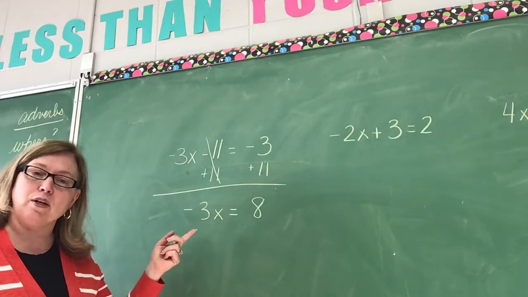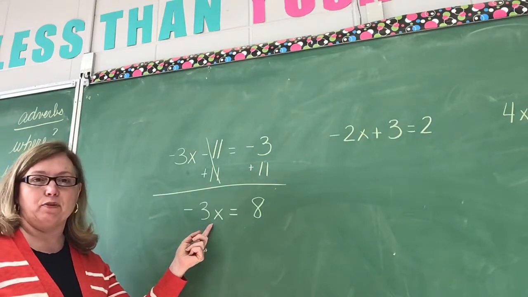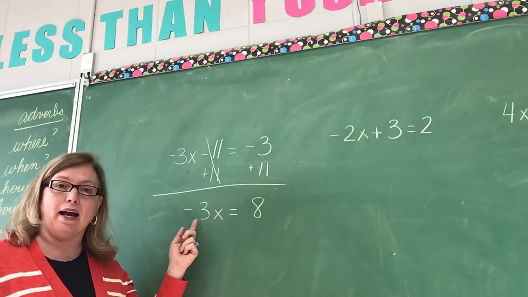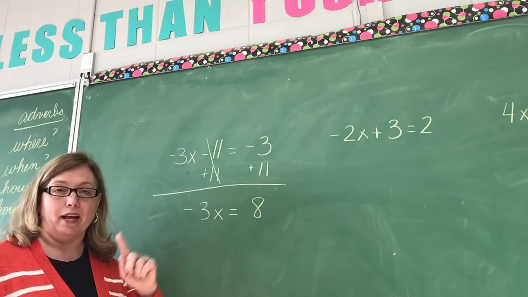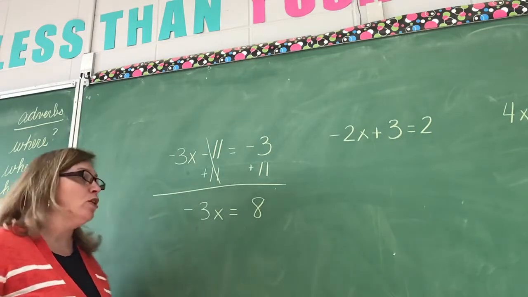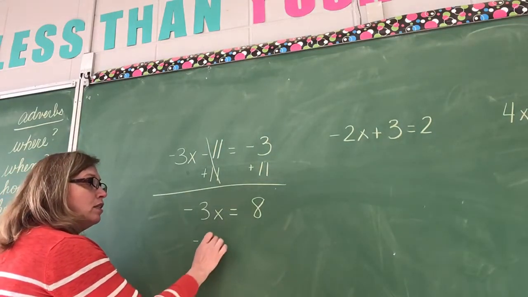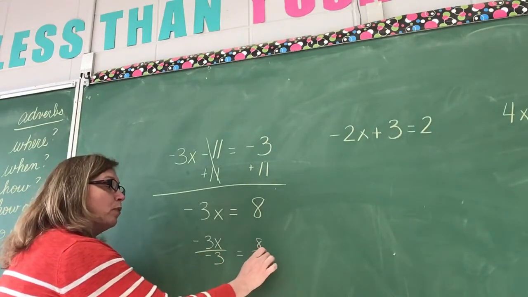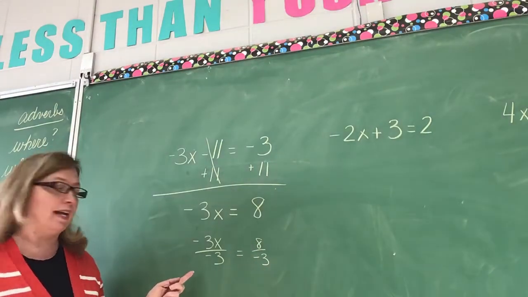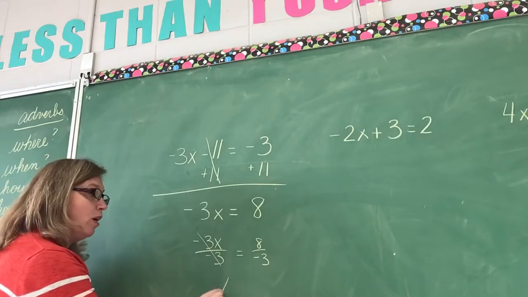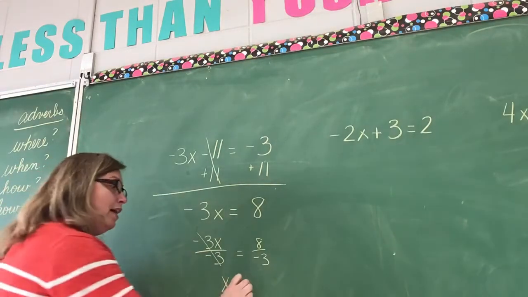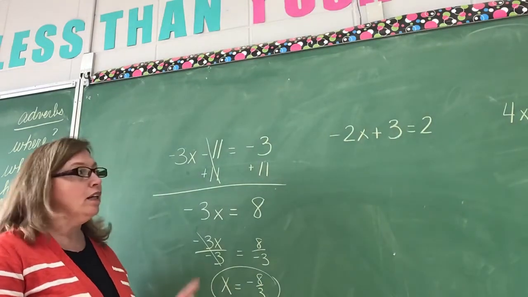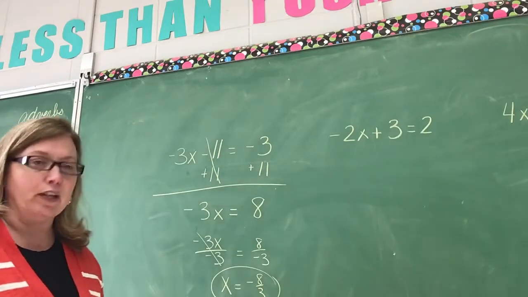Let's look at the rest of this equation. I know how to get rid of a negative 3 to leave only my x to itself. Negative 3x means multiply negative 3 times x. Opposite of multiplication is division. So let's divide both sides by negative 3, because whatever I do on the left, I must do on the right. When I divide each side by negative 3, this cancels, leaving me only the x, and I have a negative 8 over 3, or negative 8/3.